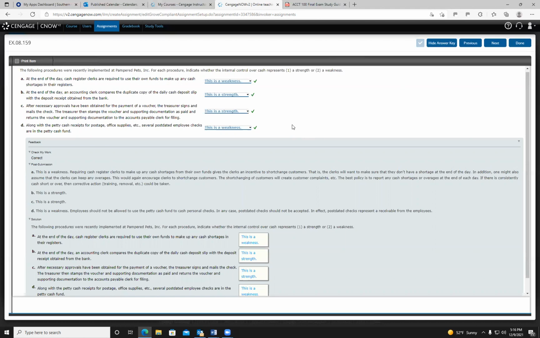And I want to click on it because it gives some really good explanations down here as well, so that you can start reading some of those explanations. So why is this considered a weakness? Requiring register clerks to make up cash orders from their own funds gives the clerks an incentive to shortchange customers. That is, the clerks will want to make sure that they don't have a shortage at the end of the day. In addition, one might also assume that the clerks can keep any overages. Okay.